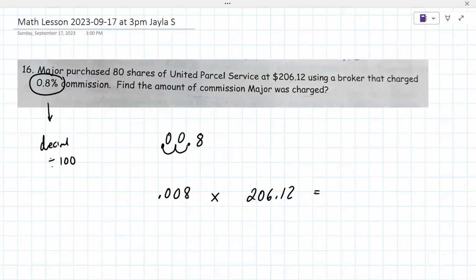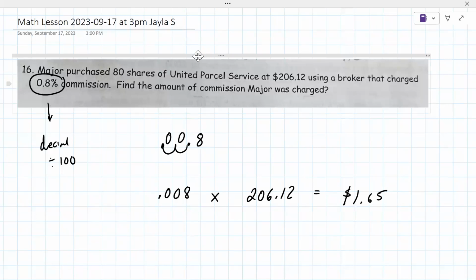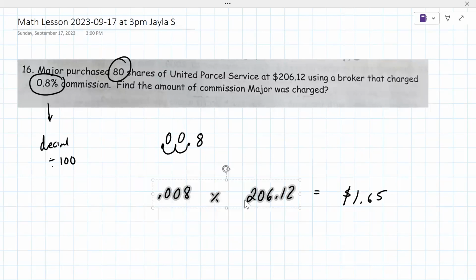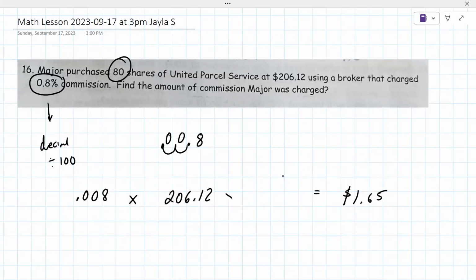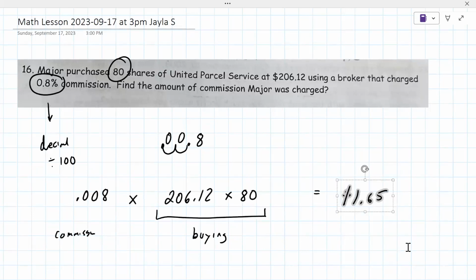All right, so this is $1.65 in commission. Now that's for one share, okay? That's not very much, but we're buying 80 shares. So you either include that in the calculation, which is probably what we should do here. This is how much you're buying, and this is the commission percentage. Because that's not very much money, nobody would do business if they're only making $1.65 there.